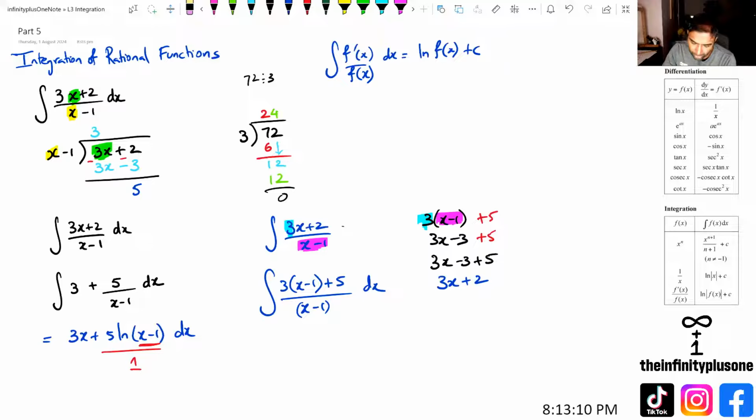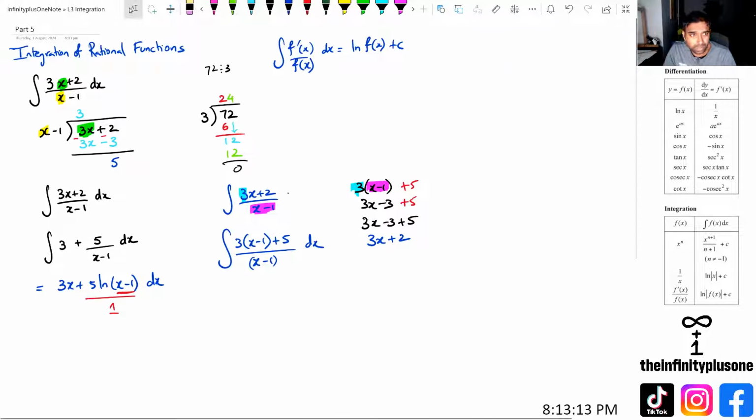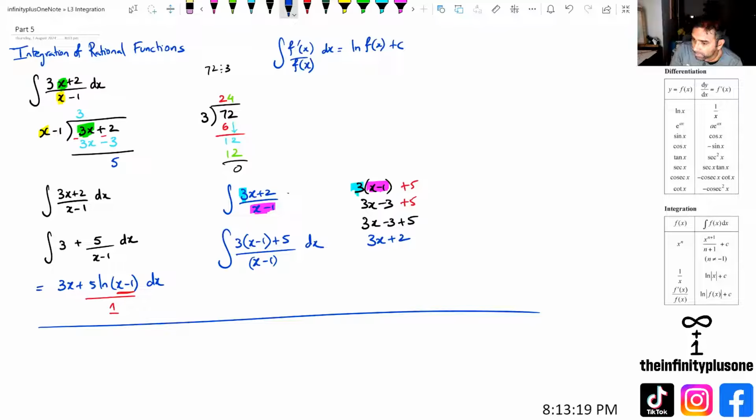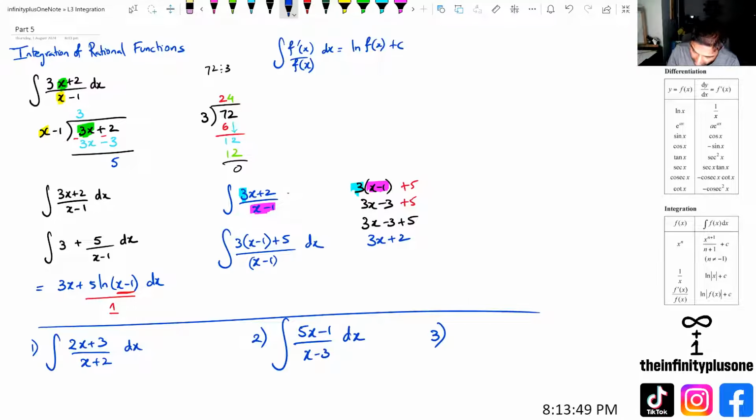So what I might do is give you a couple of questions, and I'm going to restart my tablet here. We'll do a couple of easy ones to start off with first, and then hopefully we can do a little bit more complex ones. So try this one here, 2x plus 3 over x plus 2 dx. Then try 5x minus 1 over x minus 3 dx. And then the last one we want to try is a simple one to do without long division.